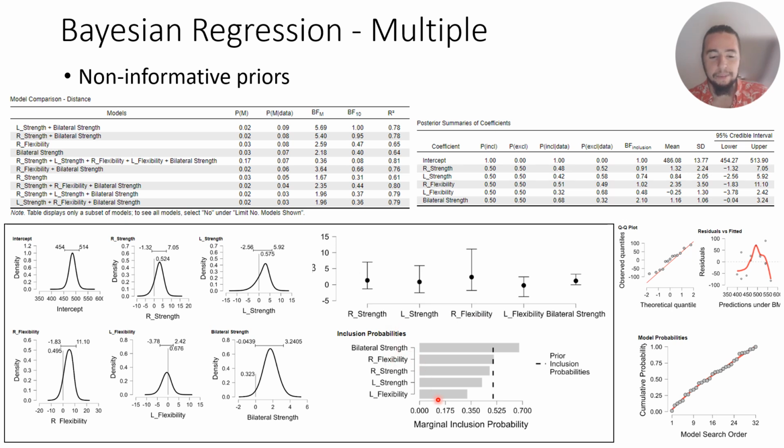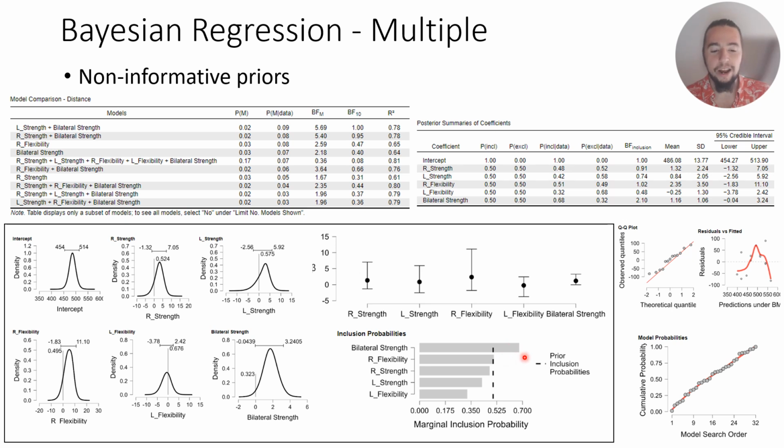You can see the marginal inclusion probability of each of the variables with a dashed line regarding prior inclusion probabilities. So the good thing to happen is that the probability of inclusion overcomes the prior, okay? Or at least it meets the prior if you are working with informative priors, okay? So this plot says clearly that bilateral strength is overcoming the prior.